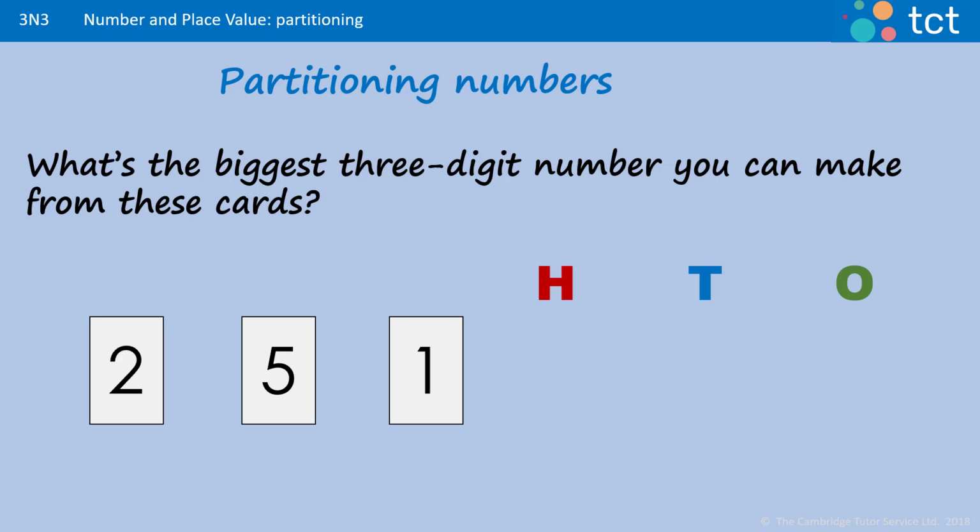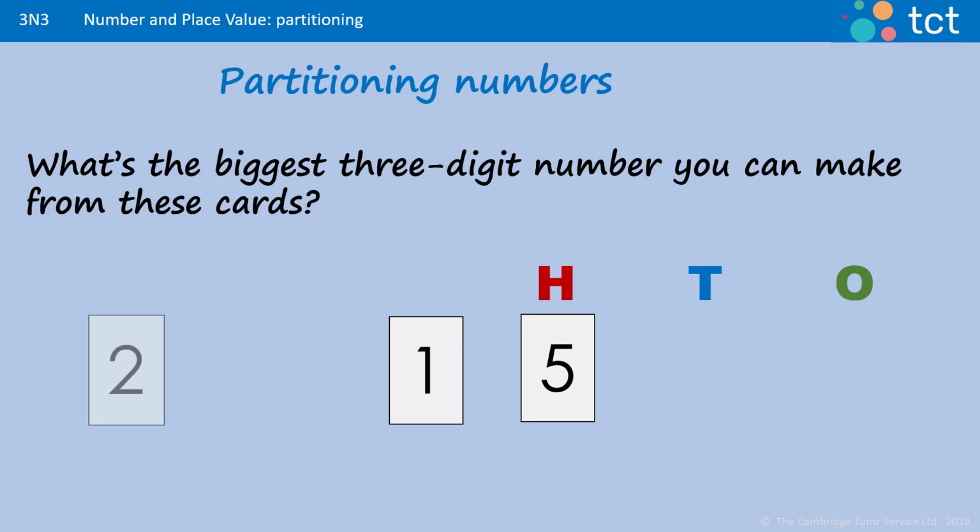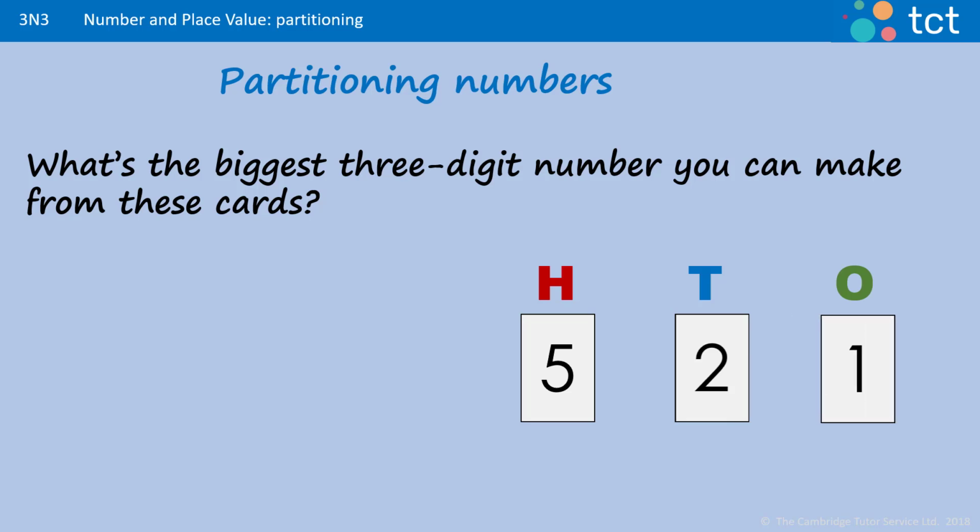Starting with the digit that has the highest value, and that's 5, and that will go into the highest place value column, 500. The next biggest digit is 2, so that will go into the next biggest place value column, which is 10. And finally, the 1 will go in the ones. And the biggest number we can make with those digits is 521.